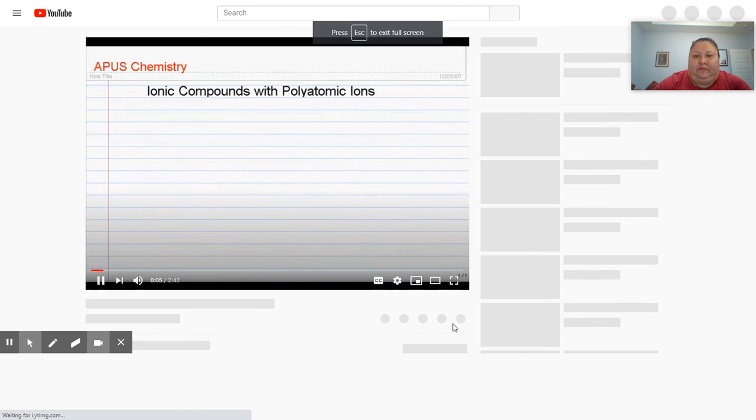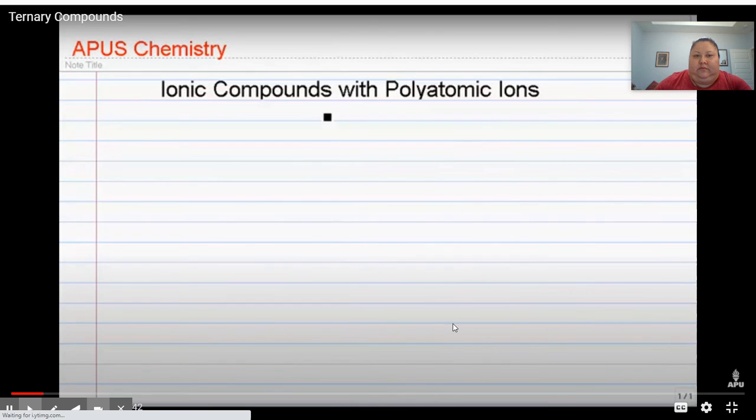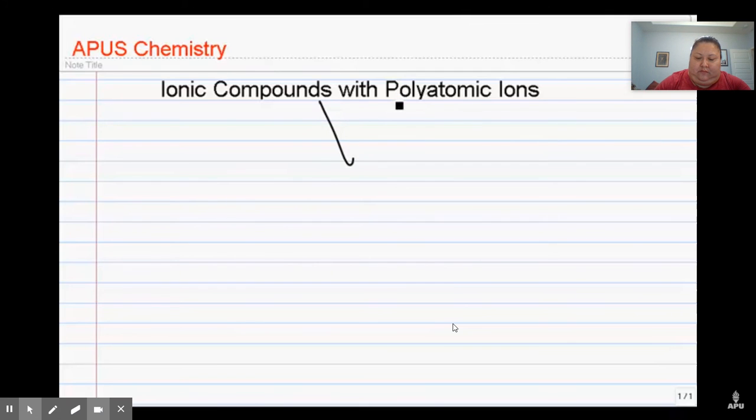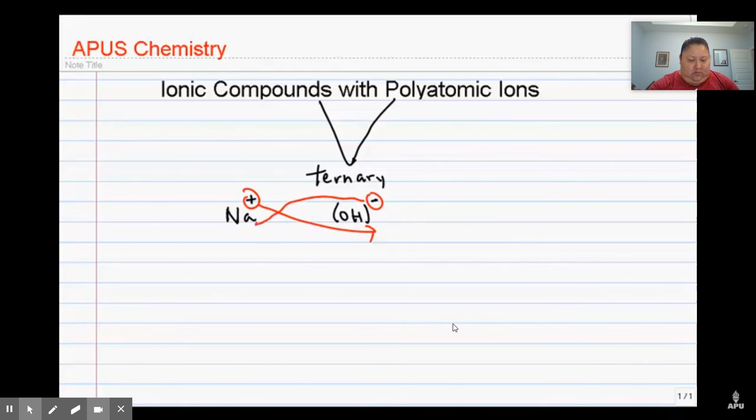Ionic compounds with polyatomic ions are called ternary compounds, which means a compound that has 3 different elements. When writing the formula for ternary compounds, you're going to write them just like you would write a binary ionic compound. For example, if you have sodium, which has a +1 charge, and a hydroxide ion, which has a -1 charge, you're going to still crisscross the charges and end up with NaOH.